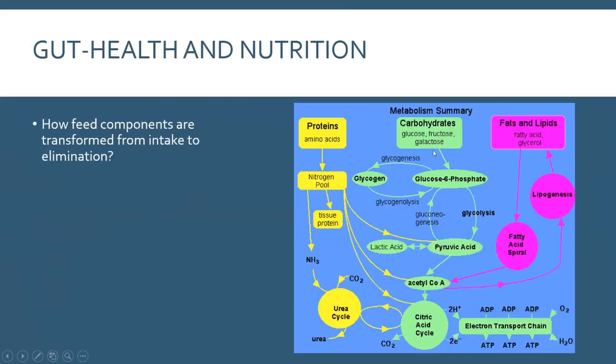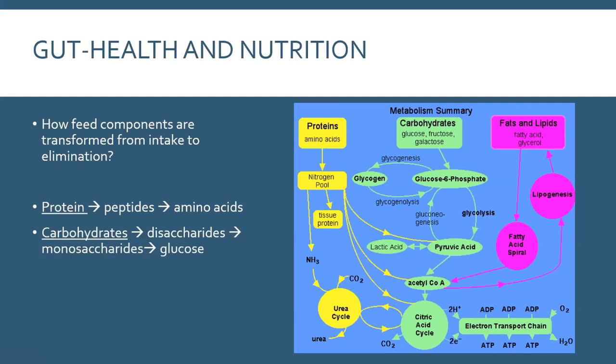So when we relate gut health and nutrition, we ask this question: how are these feed components transformed from intake to elimination? That would be answered, of course, by the functionality of the gut. So the rate at which these proteins will be converted into amino acids and these carbohydrates into simplest forms, such as glucose, and the fats to be transformed into energy.